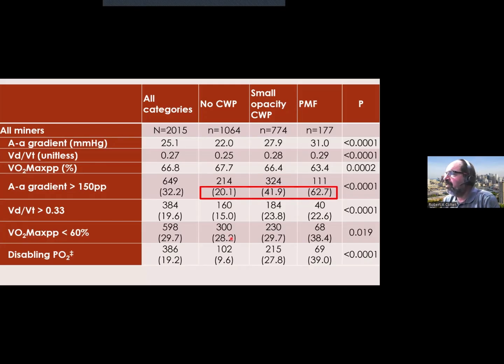looking at the relationship between these gas exchange abnormalities at peak exercise and the category of radiographic disease. And again, what we wanted to show here is that simple CWP is not simple. It's really a progressive interstitial lung disease. And you can see that the AA gradient at rest, at peak exercise, was abnormal in 1 out of 5 people that had normal chest X-rays.